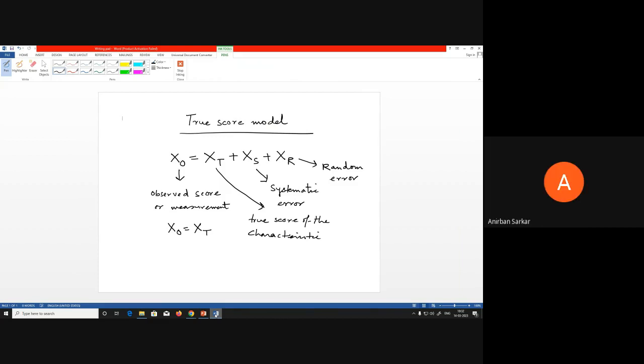Now, why am I talking about this true score model and random error and systematic error? Because if you don't understand random error and systematic error, you will not be able to appreciate reliability and validity. Okay, so now I am coming to reliability and validity. Generally what happens is, if Xr is equal to 0, it means the measure is perfectly reliable.